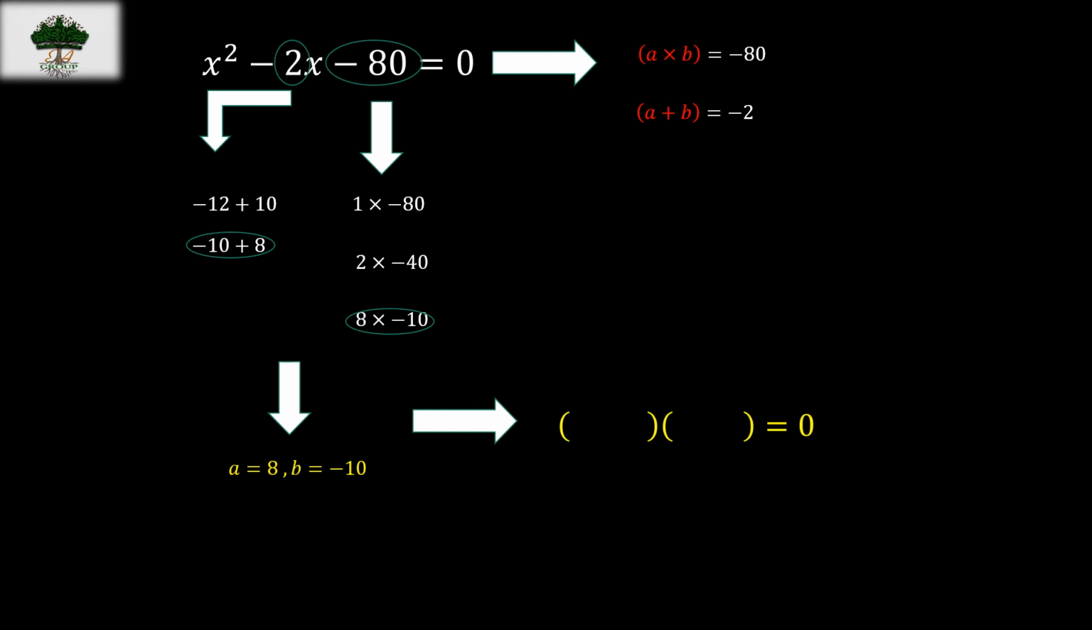So open two brackets, factor x² to x and x. The first number is positive 8 and the second number is negative 10. To solve it, just put the opposite sign of each number. Here x equals negative 8, and from the second bracket x equals positive 10. Okay, so this is the solution of this quadratic equation.